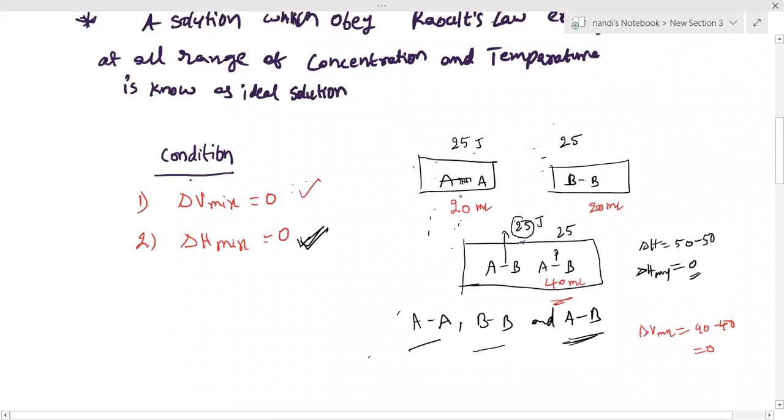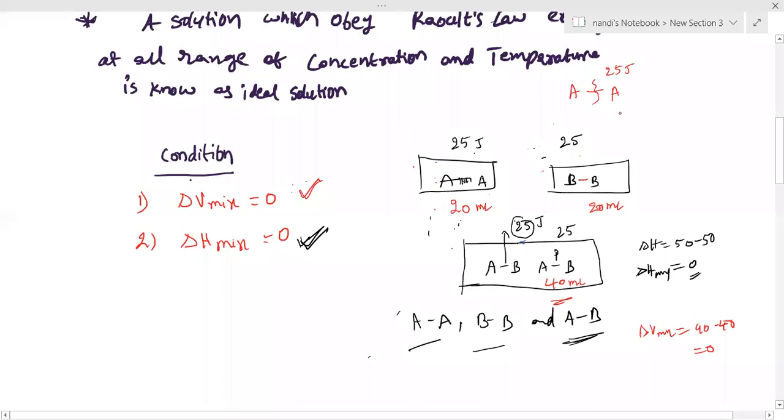I am taking 20 ml of A and 20 ml of B. After mixing, the volume is exactly 40 ml. Then delta V mixture equals 0. Delta H 0 means whatever the AA attraction is, which is nothing but bond energy. If breaking an AA bond requires 25 joules of energy, that's why I wrote 25. And the BB attraction is nothing but the BB bond, also 25.